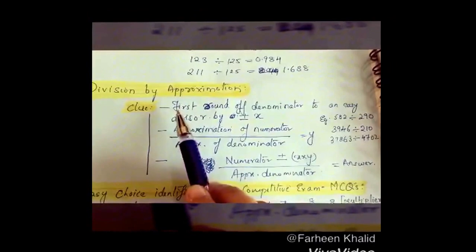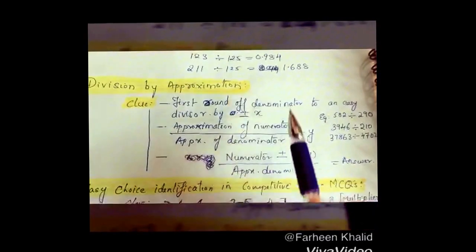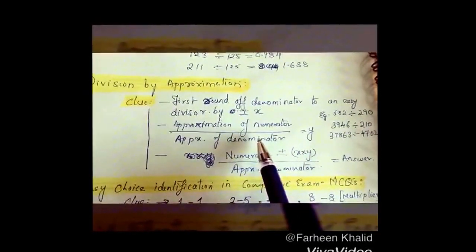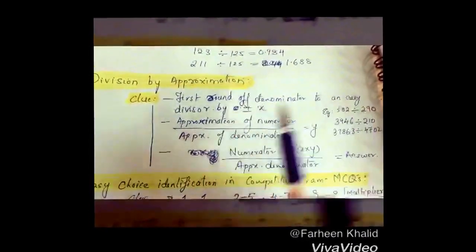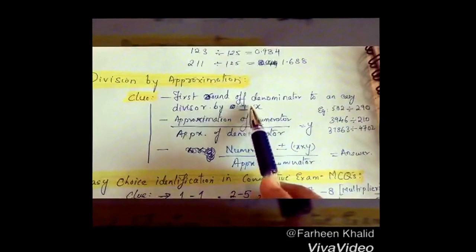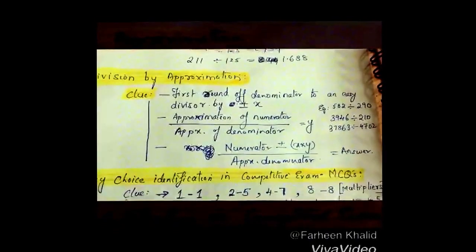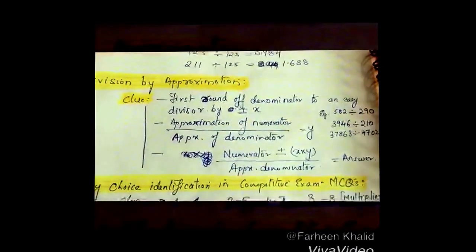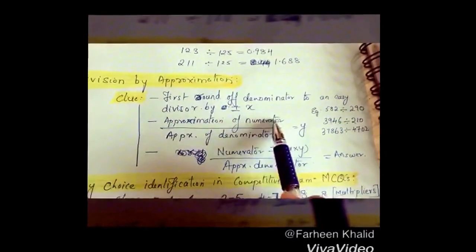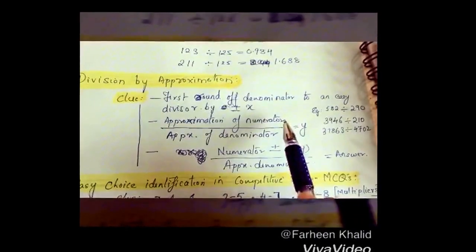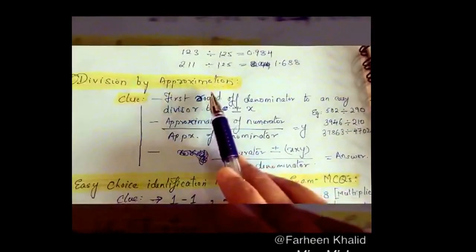Okay, let's see what the clue says here. First, you round off the denominator. The denominator is basically the number that you're dividing with. So you round off the denominator to any easy divisor by plus or minus x. So basically you add or subtract some number and you get the nearest rounded figure to make it easy. Then you do the approximation of the numerator as well, to the nearest rounded number, and you divide it by that approximate denominator that you found.